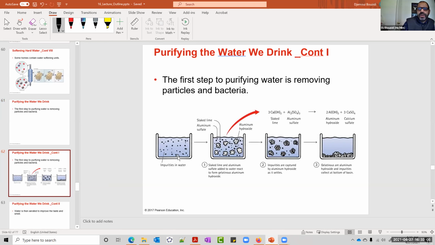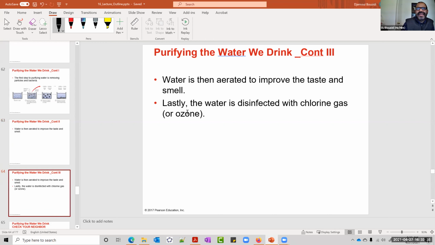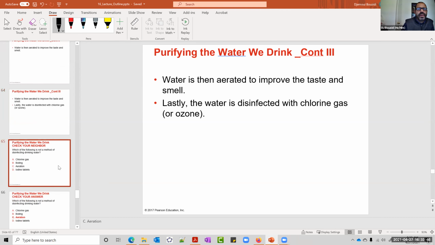So here is the process. These are impurities in water. Again, those are usually non-homogeneous, heterogeneous mixtures. So what you do in this case is add aluminum sulfate, which grows, and the minute it attaches itself to this dirt, it deposits and precipitates to the bottom, and now you have a clear separation of the two, okay? Then it's aerated to improve the taste and the smell, okay? At the end, it's disinfected using either chlorine or ozone to get rid of whatever microscopic bacteria is left in it, and now it becomes good, okay?